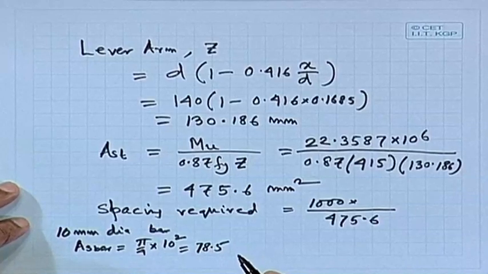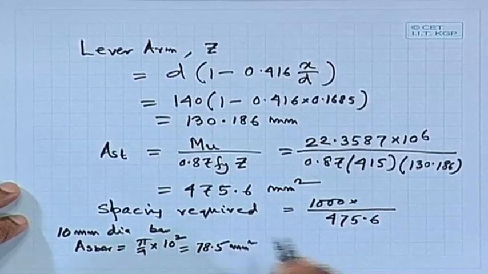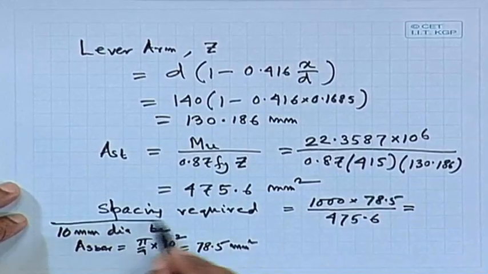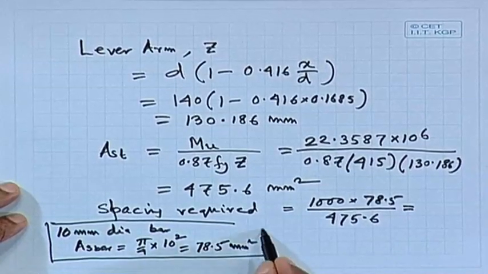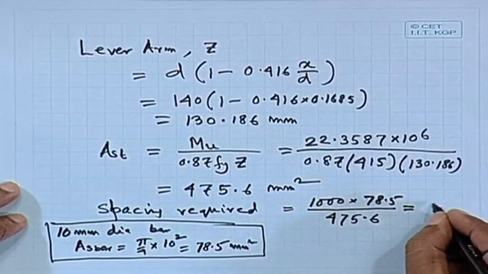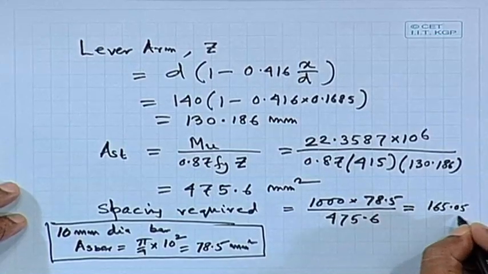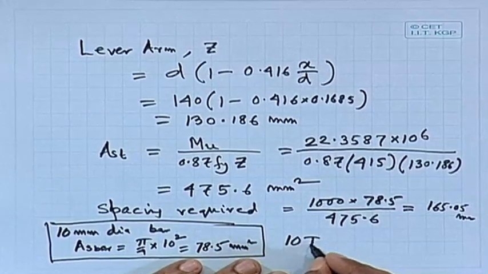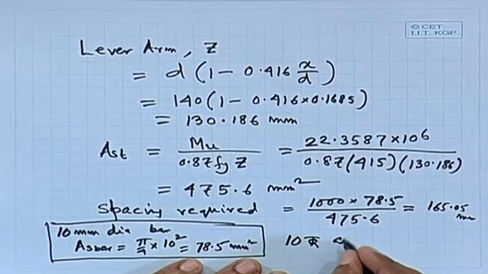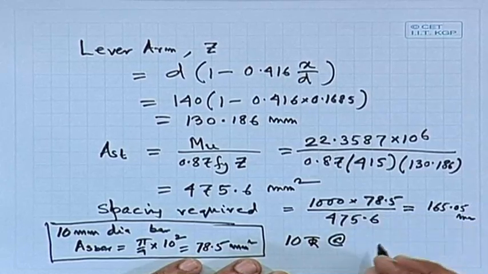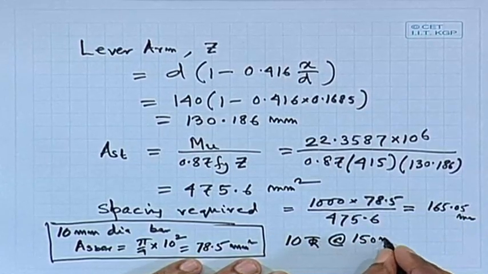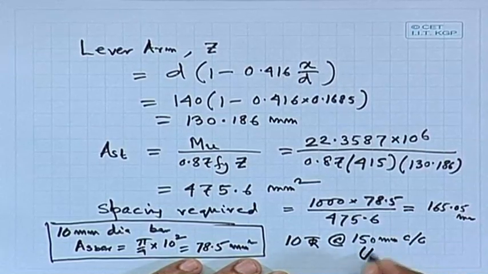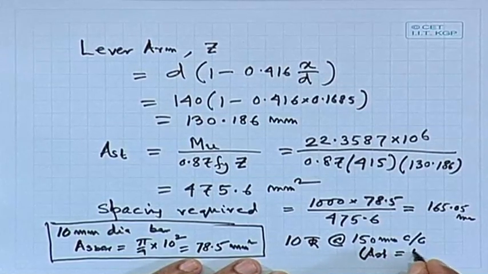78.5, right, and we are assuming that we shall provide 10 millimeter bar, and we are getting here 165.05 millimeter. So, we can provide 10 torr at the rate of, we can provide 160 also, but let us provide 150. So, 150 millimeter center to center, and the area of steel provided is coming as 523.